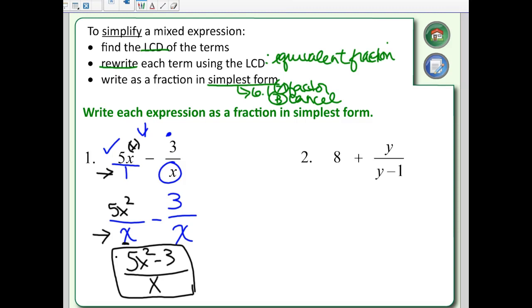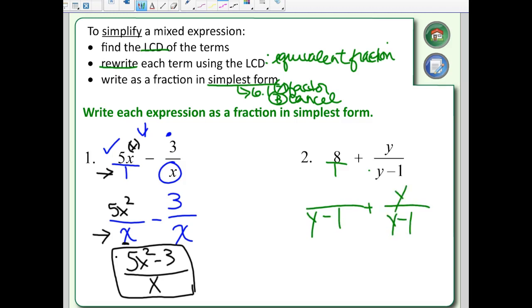Now let's look at number 2. If we look at number 2 and I put my constant term 8 over 1, the name of the game is addition. That's the sign in between. So if I'm going to add them, then I need a common denominator. What's my only choice for a common denominator? Yes, between 1 and y minus 1, it's got to be y minus 1.